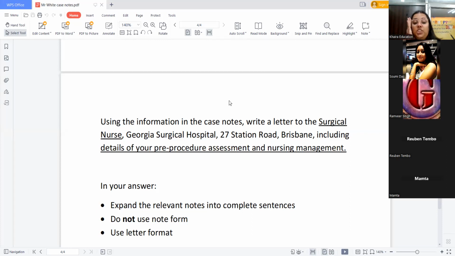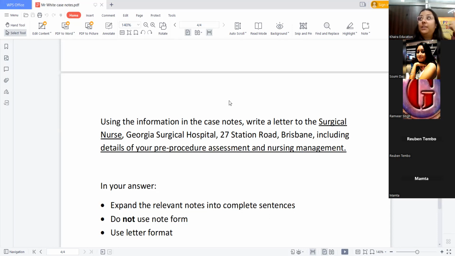Now let's read the writing task. It says, using the information in the case notes, write a letter to the surgical nurse, Georgia Surgical Hospital at 27 Station Road, Brisbane, including details of your pre-procedure assessment and nursing management. The question would be for, let's say, Preeti in Mohali. Preeti, to whom are you writing the letter? Who is the recipient? Who is going to read this letter? Yeah, Preeti, we are writing to a surgical nurse. Is the name of the surgical nurse given to us?